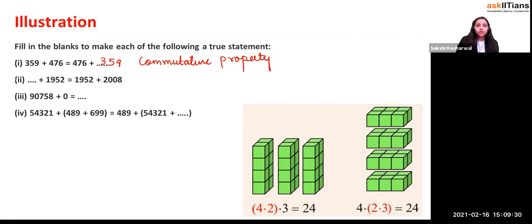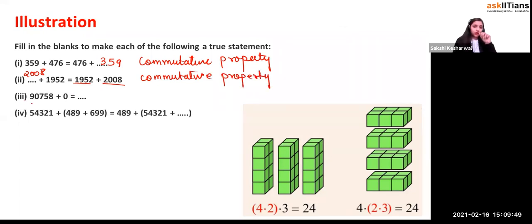Now let's come to this one, where 1952 is on this side and 2008 is on this side. So what will be in the blank? The blank will be what, beta? 2008, again the commutative property, right? Commutative property. Yeah. Now let's come to this part, beta. 90,756 plus 0 is equal to what, beta? 90,756 only. The reason will be what, beta? Additive identity, right? You're doing additive identity.